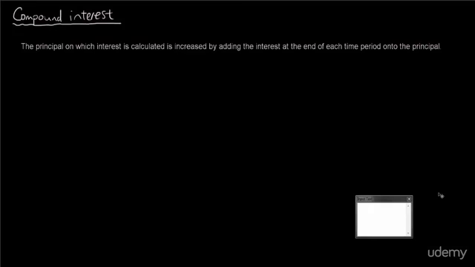Okay, so let's have a look at the definition for compound interest. Compound interest: the principal on which interest is calculated is increased by adding the interest at the end of each time period onto the principal. So you probably still have no idea what it means. So I'm just going to give you an example and show you by example what compound interest is.